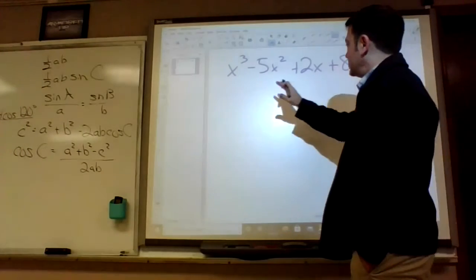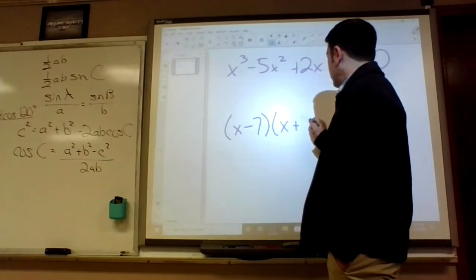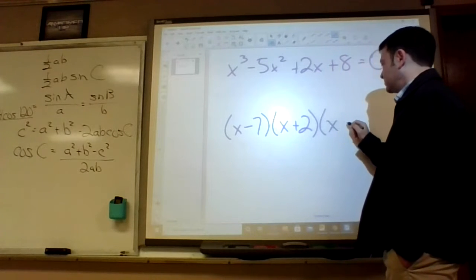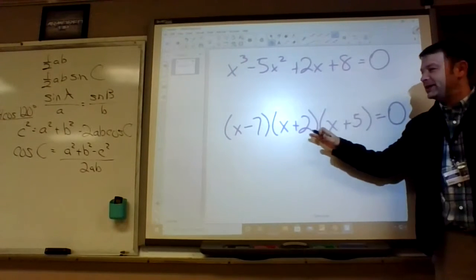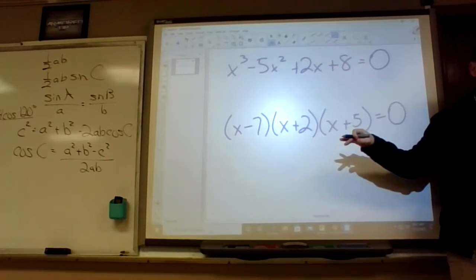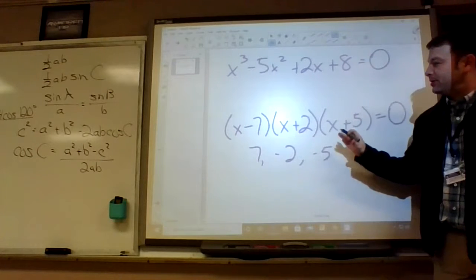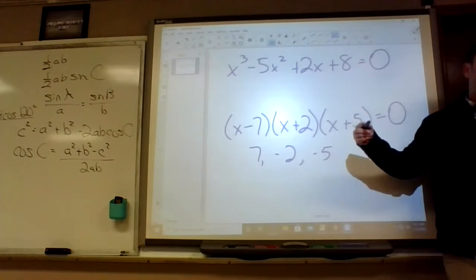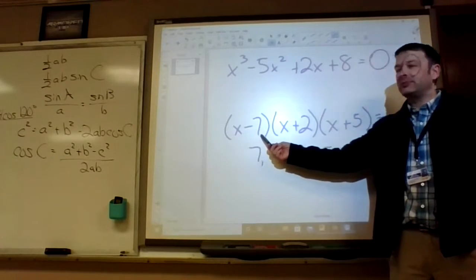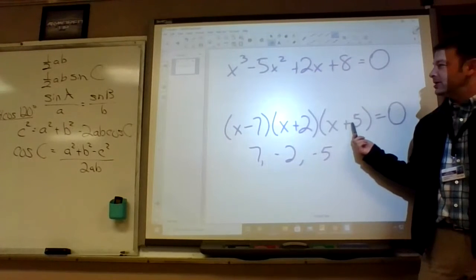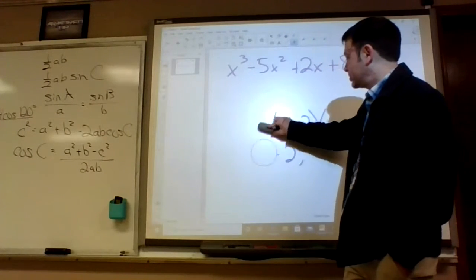Now, let's say this factors to something like x minus... This is not the answer, by the way. If it factored to that, what would the answers be? You guys remember that? So if we can figure out the answers, then we can work backwards and factor it. If we can figure out what the answers are, then we can set this up really easy. So how do we find the answers? Well, yesterday we talked about something called the rational root theorem.